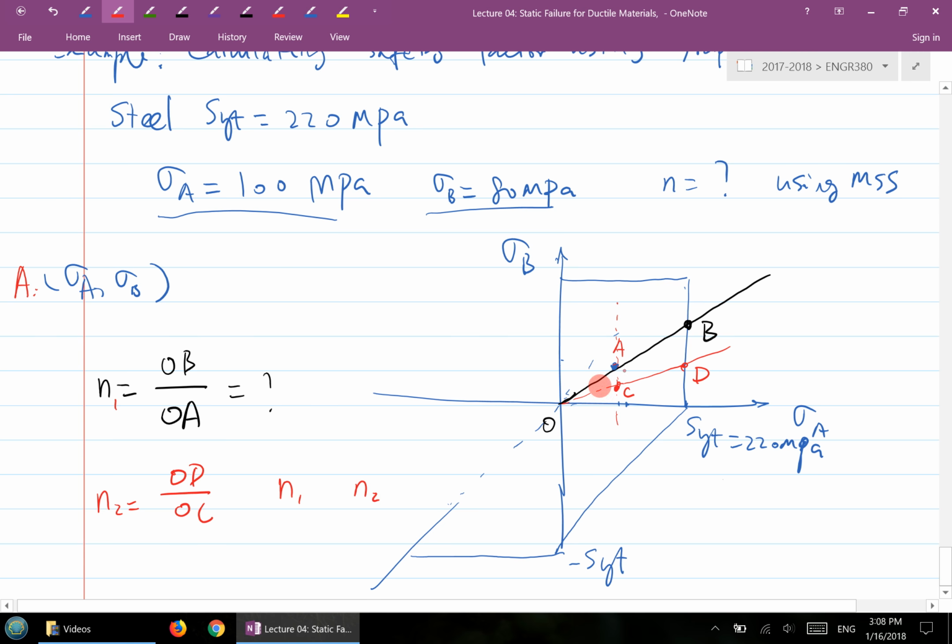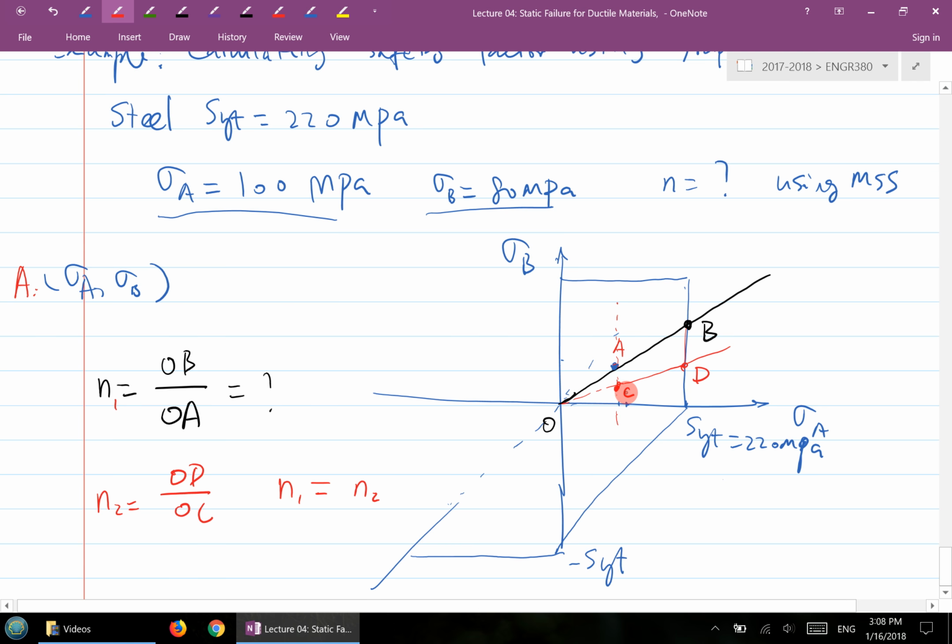OD over OC, OB over OA, they're all equal to what? This one divided by this one here. So they are the same. So you see, you have a different state of stress, but you have the same safety factor. That graphical approach sometimes explains it differently.